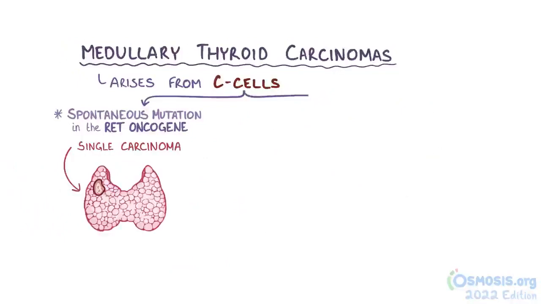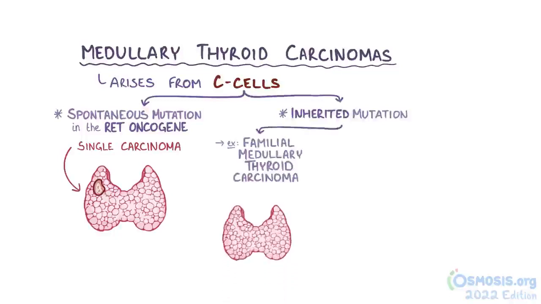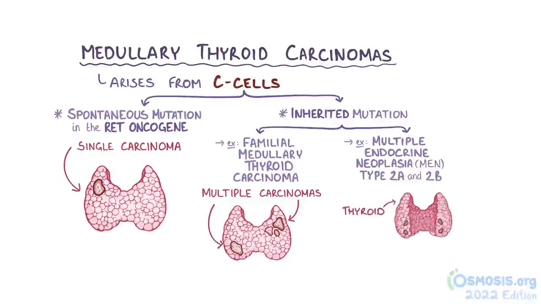But sometimes it can arise as part of an inherited mutation, like in familial medullary thyroid carcinoma, which runs in families. And in those cases, there can be multiple carcinomas across both lobes. It can also be associated with a hereditary condition called multiple endocrine neoplasia, or MEN, type 2A and 2B. In these conditions, one or more of the endocrine glands, like the thyroid gland, parathyroid gland, and adrenal gland, develop tumors.